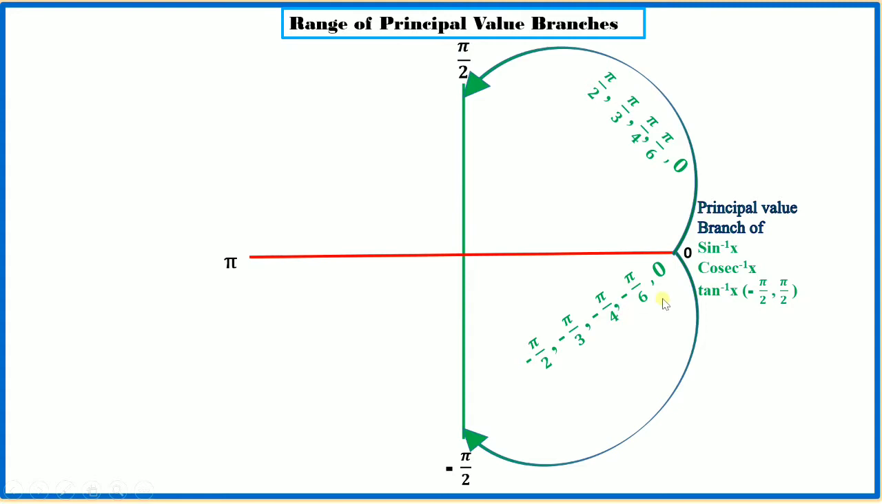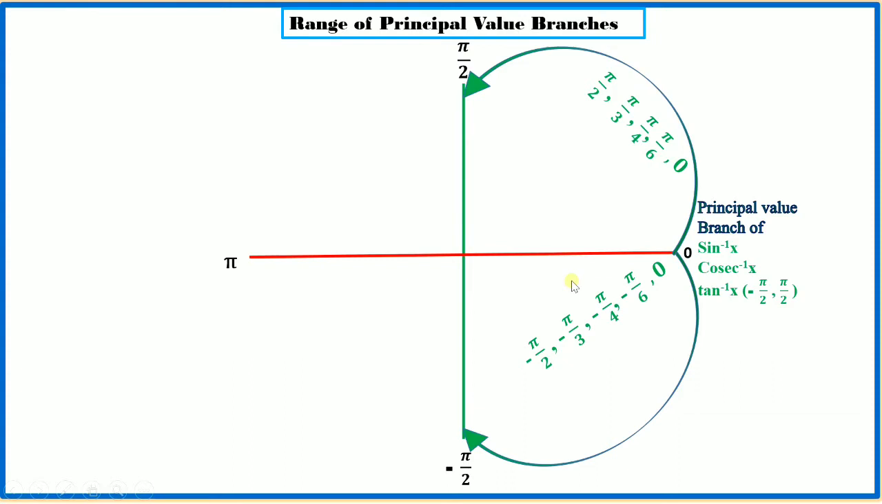If angles are also of this category, then we will say this particular angle belongs to sine inverse x or cosec inverse x or tan inverse x. So these three you need to remember: sine inverse x, cosec inverse x and tan inverse x. Their principal branch is from plus pi by 2 to minus pi by 2, or from minus pi by 2 to plus pi by 2. That means first quadrant and fourth quadrant.